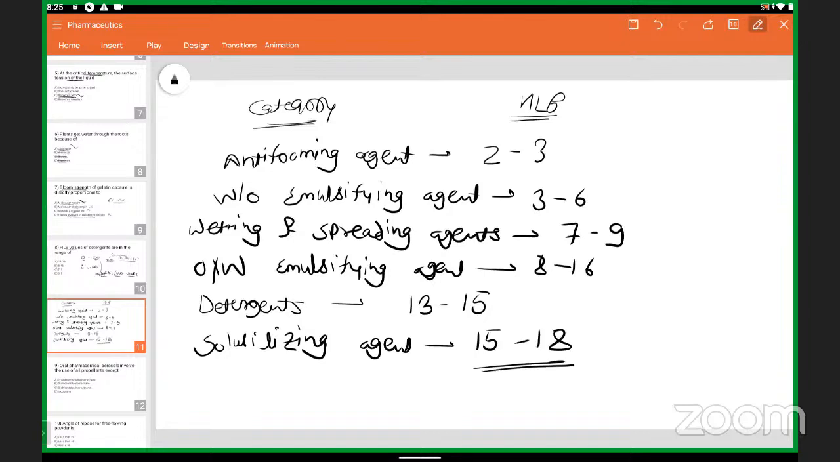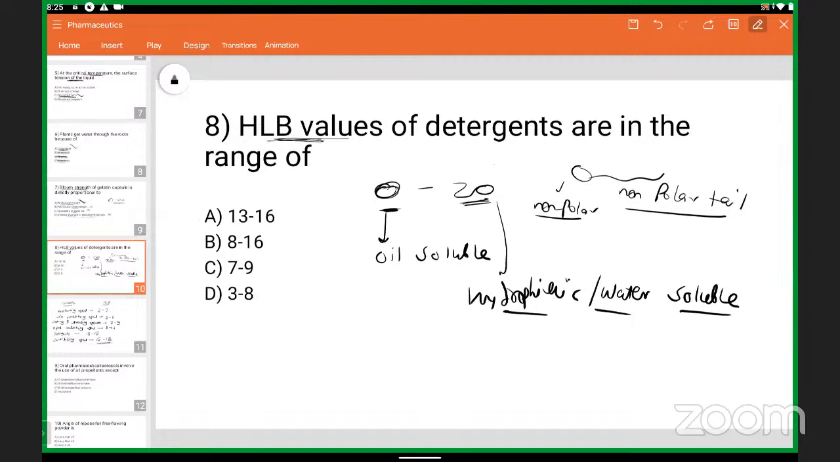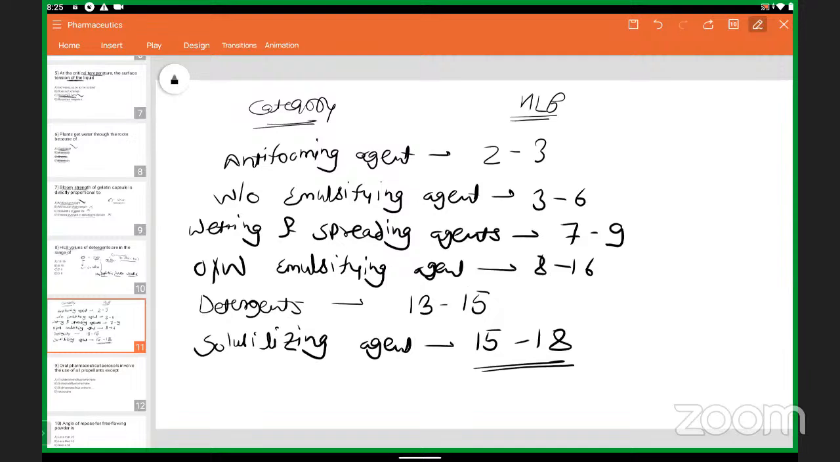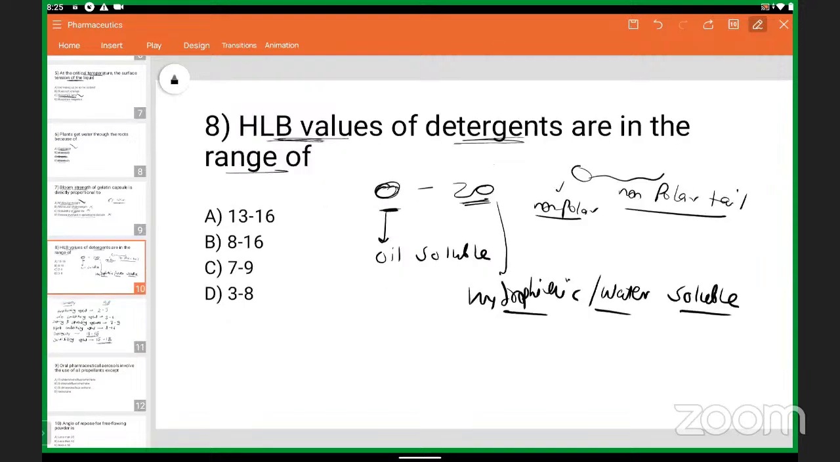So as per the question, we are asked the HLB value for detergents are in the range of. Detergent, as per this table, is normally ranging from 13 to 15. Option A is 13 to 16, option B is 8 to 16. 8 to 16 is for the O by W emulsifying agent, so this option is not suitable. If you see 7 to 9, that is with respect to the wetting and spreading agent, this option also is not suitable.